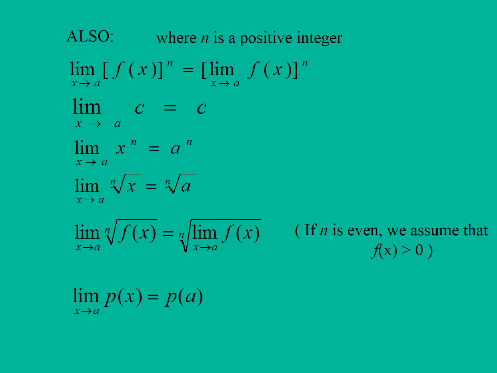We have one more here. I'm going to erase everything so we can see that a little bit better. If we have the limit of p of x, and p of x is indicating we're working with a polynomial function, so if we take the limit of a polynomial function as x approaches a, we can always use direct substitution.